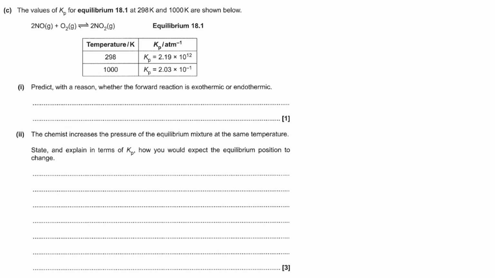So the first part wants us to predict, with a reason, whether the forward reaction is exothermic or endothermic. To do that you need to look at what's happening to Kp as the temperature increases. So if the temperature goes up, what happens to Kp? It goes down.